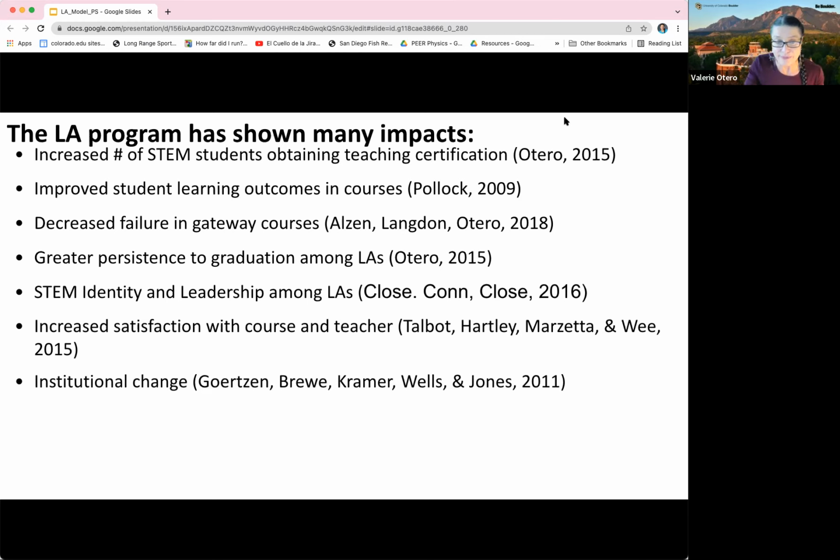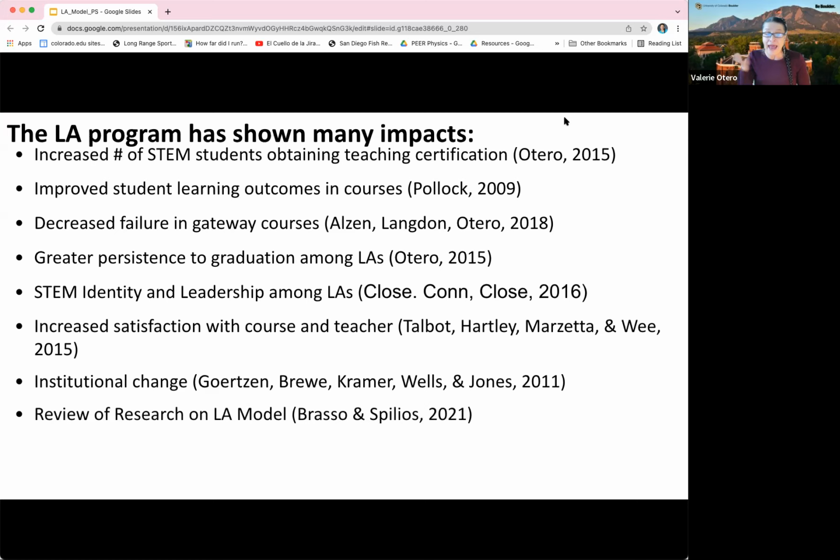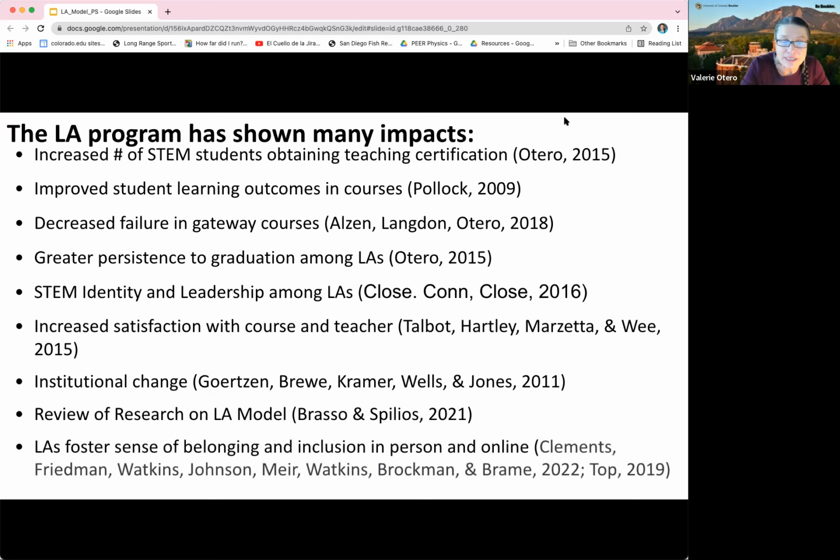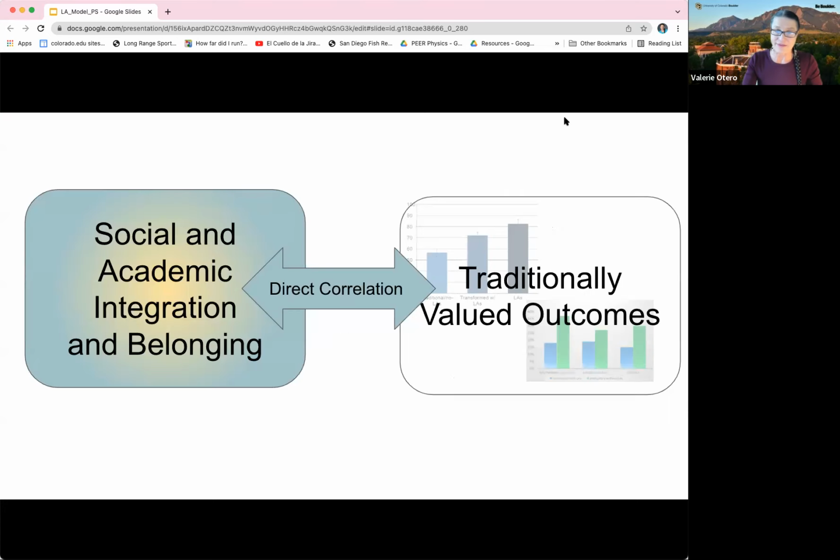Institutional change has been measured, and there is now a national research agenda on LAs, and a review has already been published on all things research LA. And there is a research symposium that's been going on for 3 years of research focused solely on LAs. And increasingly now we're beginning to measure that LAs are fostering a sense of belonging in in-person and online classes. That work was done at Vanderbilt University, but we're able to demonstrate quantitatively that this is the case.